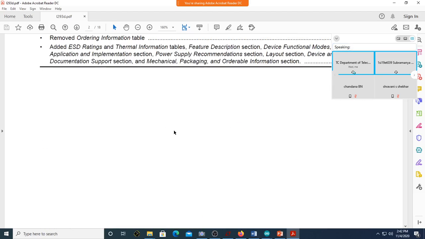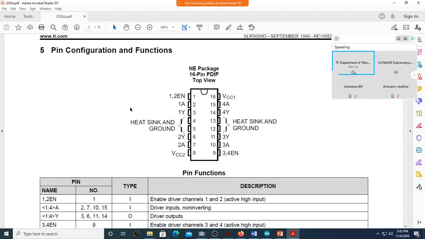Let me go to the pin diagram. Of course, this is how the pin diagram looks. Can you see this pin diagram? 1,2 EN, this is enable. 1A, 1Y. These are 2 grounds, heat sink and ground. Heat sink and ground means, if you want to take out the heat from this IC, a heat sink will be connected to this, and grounds will be connected over here. For each of the buffers there are grounds. You can see you have got 4 buffers, that's why there are 4 grounds.